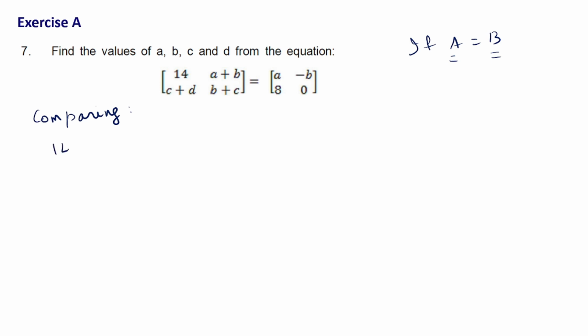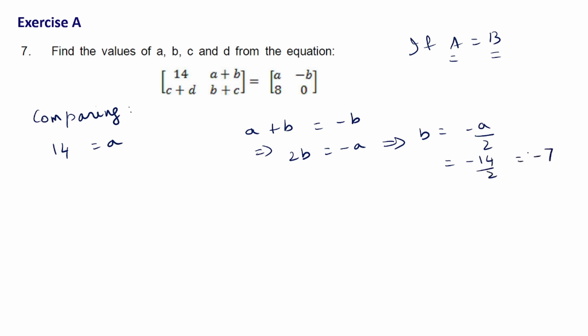Comparing, we have 14 is equal to a. So a is equal to 14. Then a plus b equals minus b. The element in the first row, first column of one matrix is equal to the element in the first row, first column of the other, so 14 is equal to a. Similarly, a plus b is equal to minus b, which means 2b is equal to minus a. b is equal to minus a by 2, so it is minus 14 by 2. So b is minus 7.